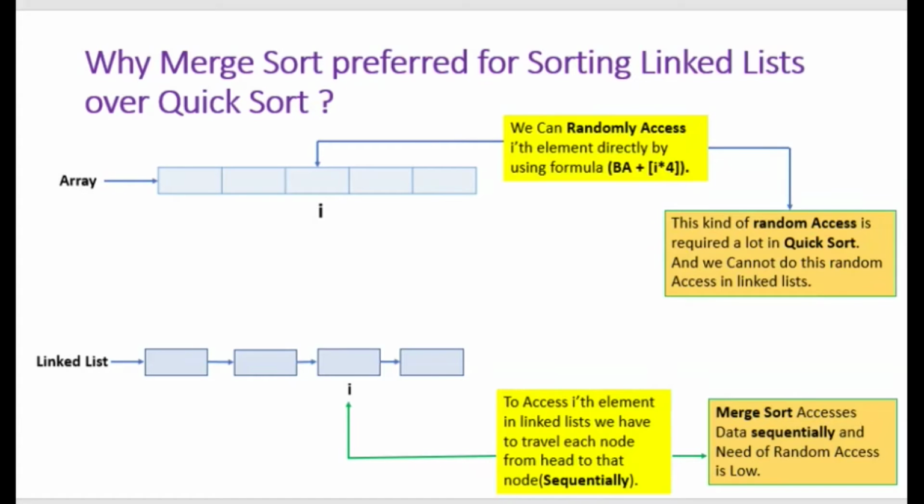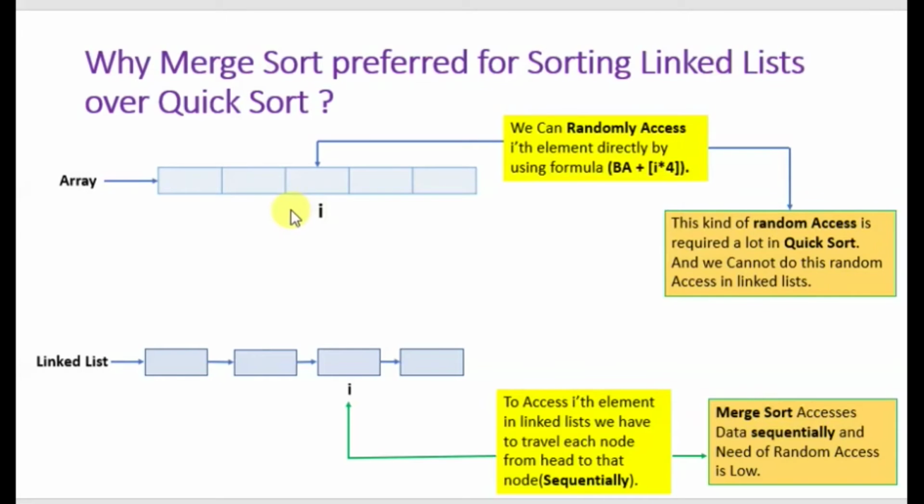Merge sort is preferred for sorting linked lists over quicksort. If we have to sort linked lists, merge sort is preferred because merge sort accesses data sequentially and the need for random access is low. We know that in arrays we can do random access, as elements are contiguous in memory. We can access the ith element in an array directly by calculating the address with this formula, and quicksort requires a lot of this kind of random access, while we cannot do this kind of random access in linked lists because elements are not contiguous like arrays.